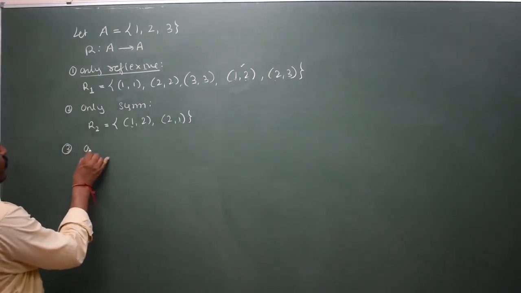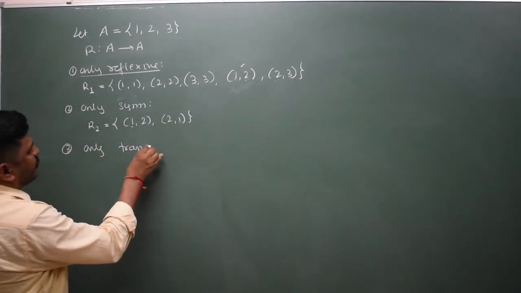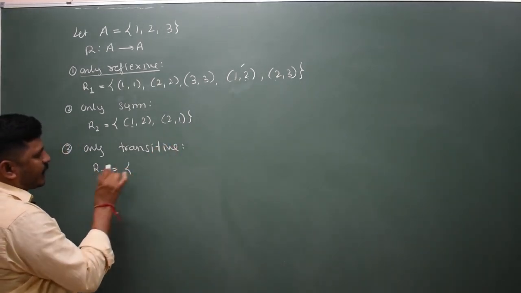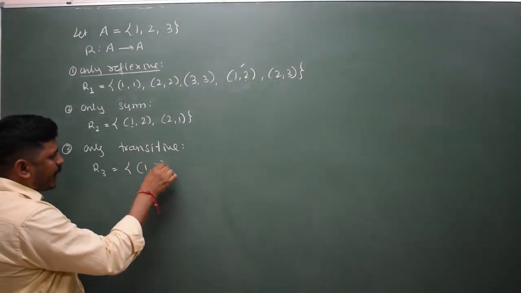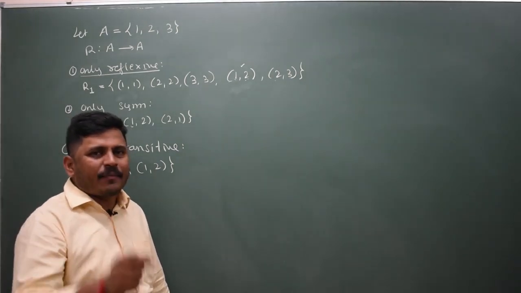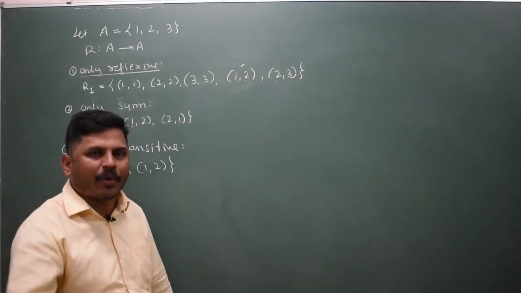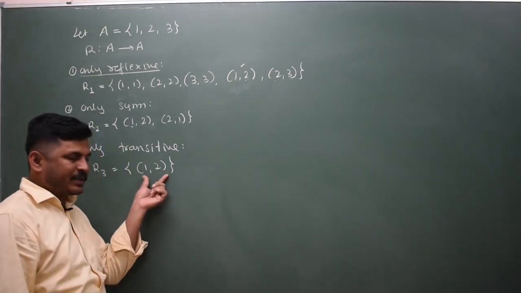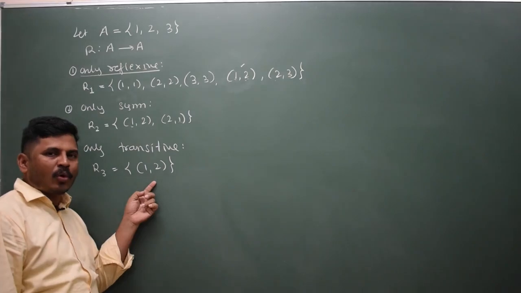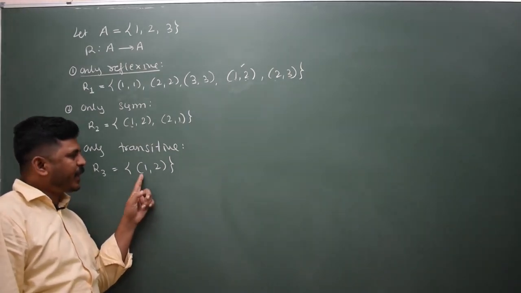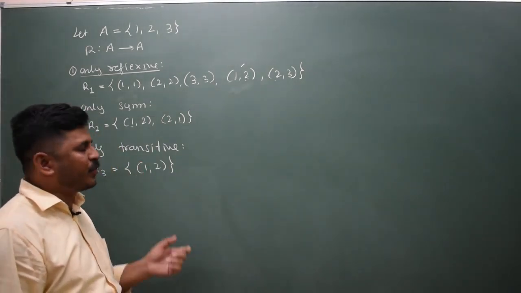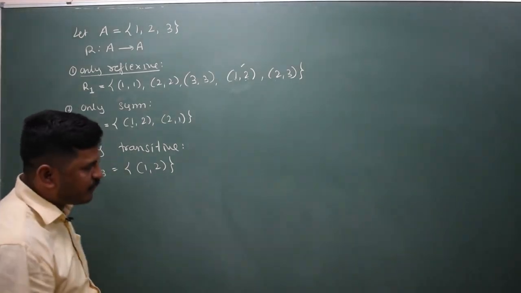Next, I will take only transitive. Say I will take R3, only transitive. Can I write a singleton set, 1 comma 2? Is it transitive? Yes, of course, all singleton sets are transitive. All singleton sets under the relation are transitive. Is it reflexive? No, 1 1 2 2 3 3 is not there. Is it symmetric? 1 2 is there, but 2 1 is not there, so it is not symmetric. So for only transitive, a singleton set is more than enough.